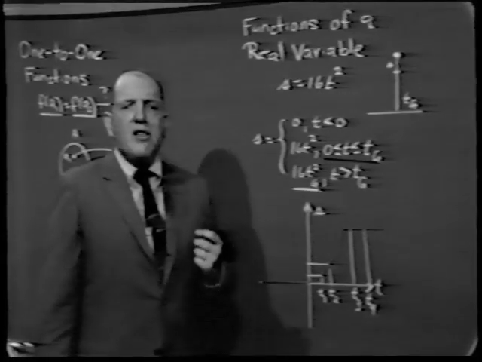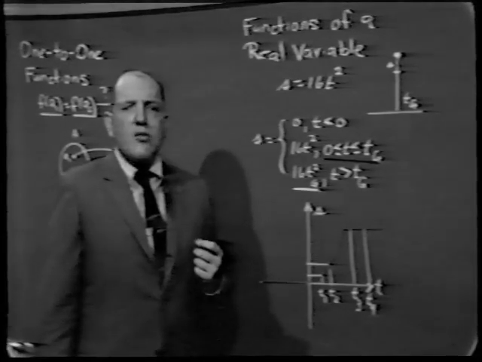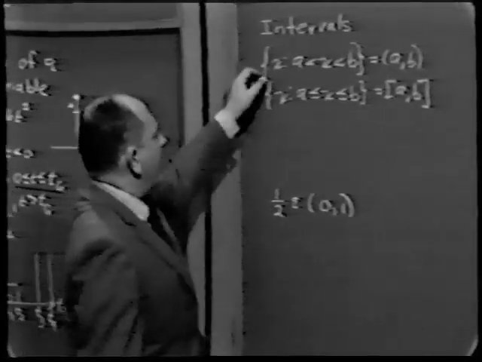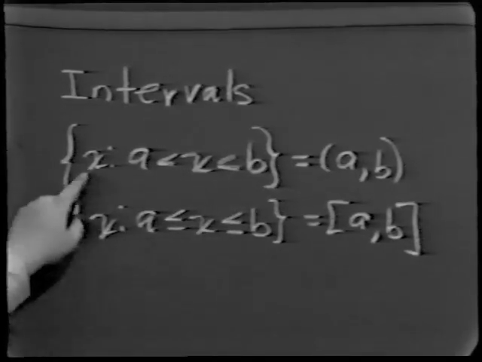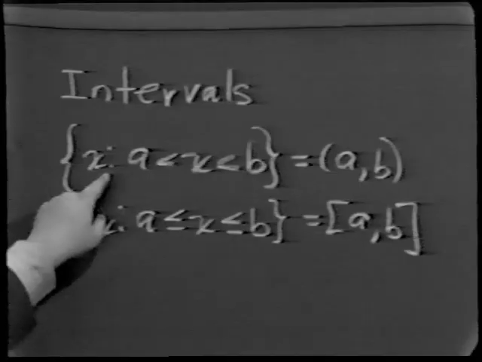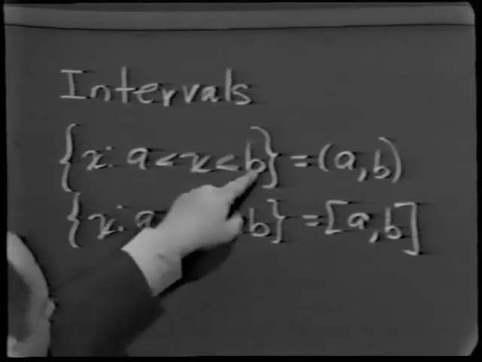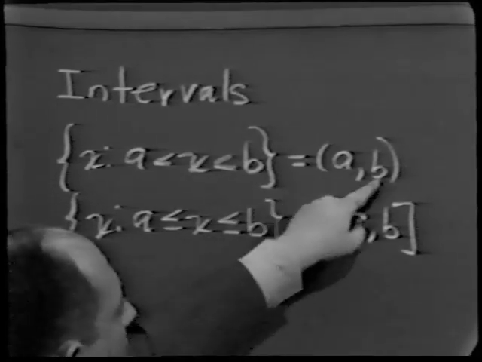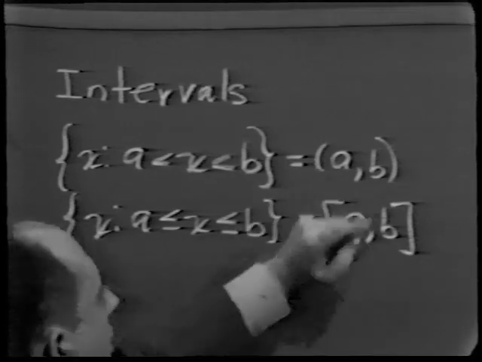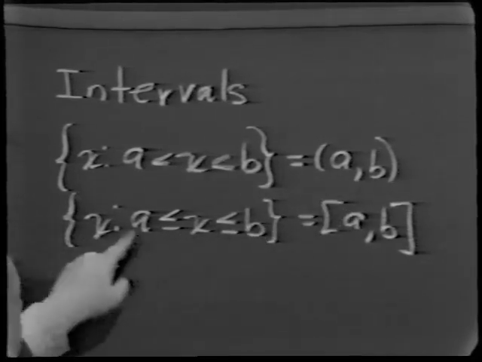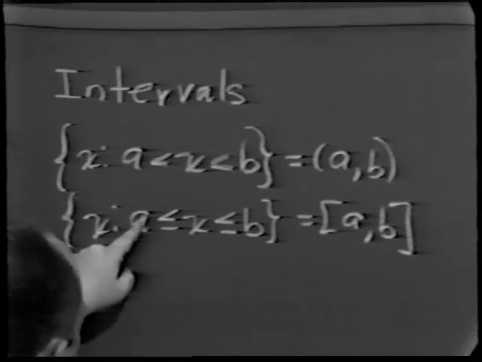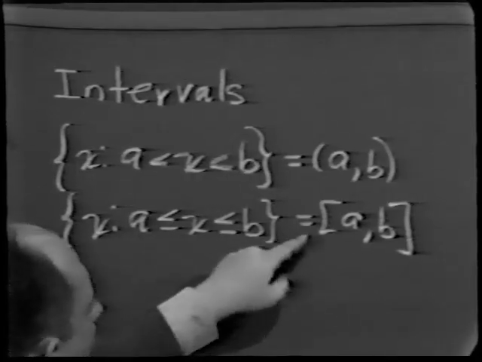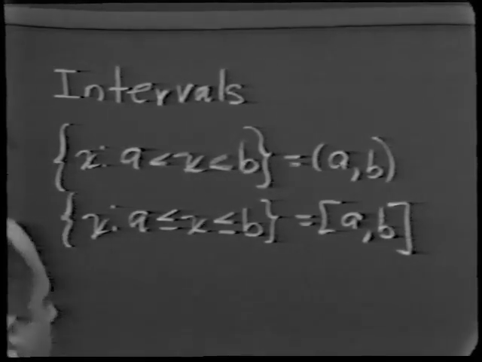In other words, a very special type of domain that one uses when one talks about functions of a real variable. They are called intervals. Written as sets, if a is less than b, we talk about what? The set of all x which are greater than a and less than b. By the way, that's called the open interval from a to b. It's written this way, with parentheses. The set of all elements greater than or equal to a and less than or equal to b is called the closed interval from a to b, and it's written this way.